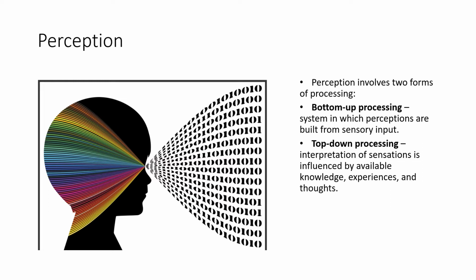Top-down processing, though, is the interpretation of sensations, and this is influenced by our available knowledge, our experiences, and our thoughts. So bottom-up processing might involve, if I were to smell gas in my home, I might just smell something that is unusual. Whereas top-down processing allows me to interpret that information. Perhaps I've heard something about the smell of gas, or perhaps I know someone who had a gas leak, or perhaps I saw something on TV and learned more about this. So I'm basing this on my experience, on my previous knowledge, or things I've thought about before.